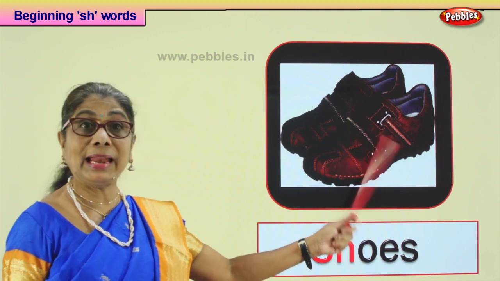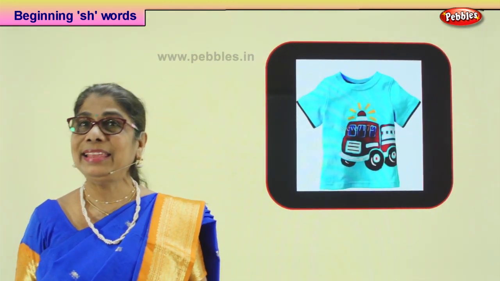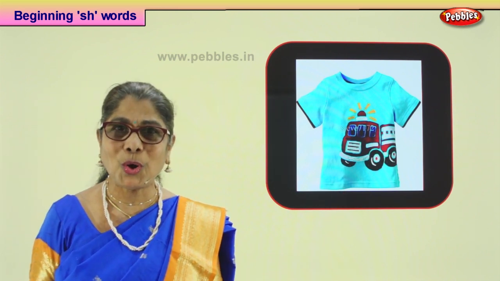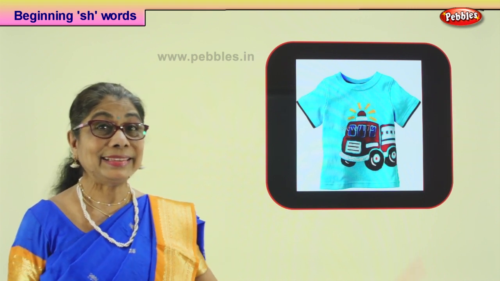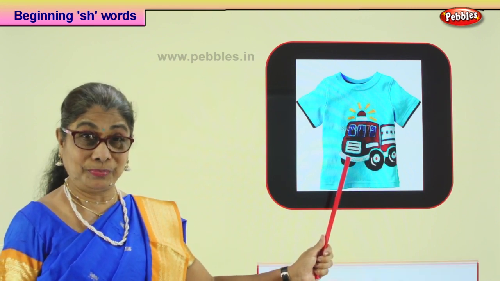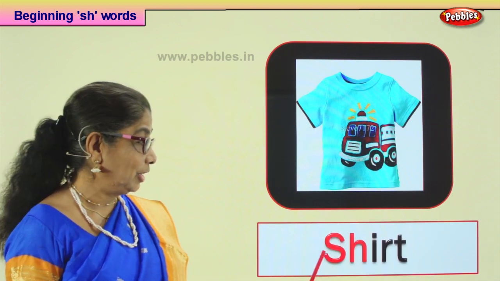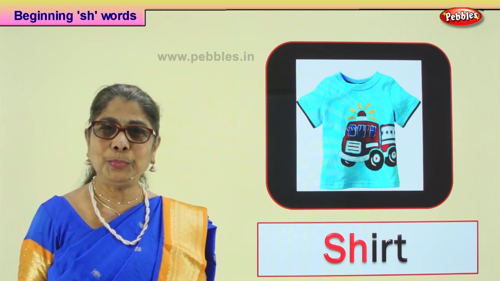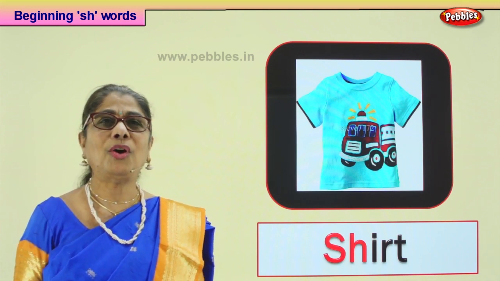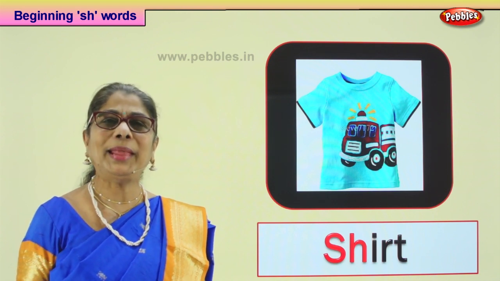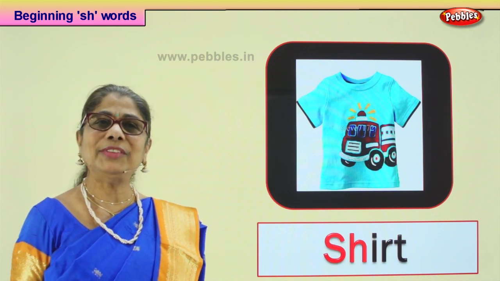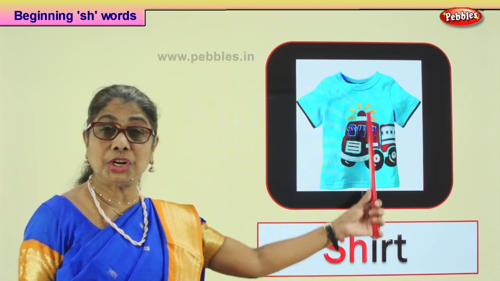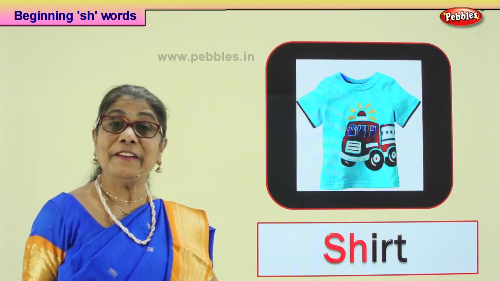Good. Shall we look at another picture? And here we are. What do you see here? You love to wear this when you go for a walk. What is that? Shirt. Okay, very good. Call it t-shirt. What do you put on when you go out for a walk or you go for a run or you go to play out? You put on a t-shirt with your pants and then you go out to play. Shirt. What is this? Shirt. Very good.